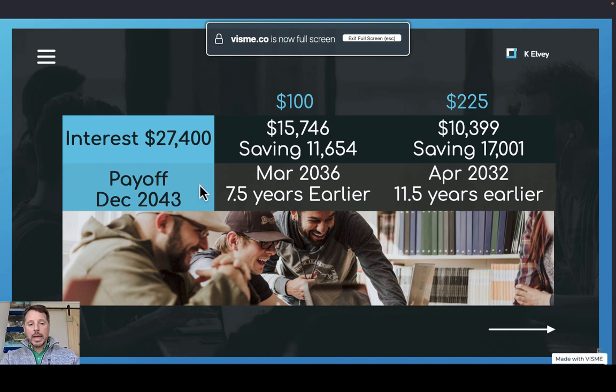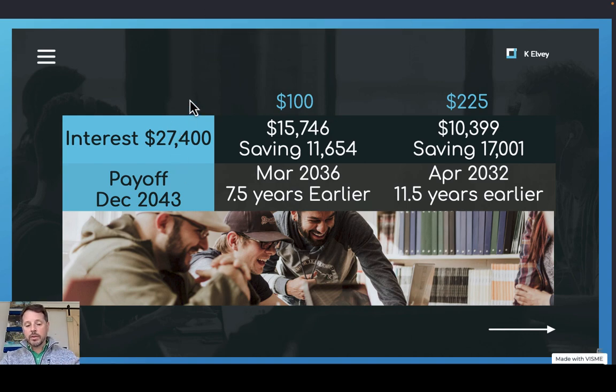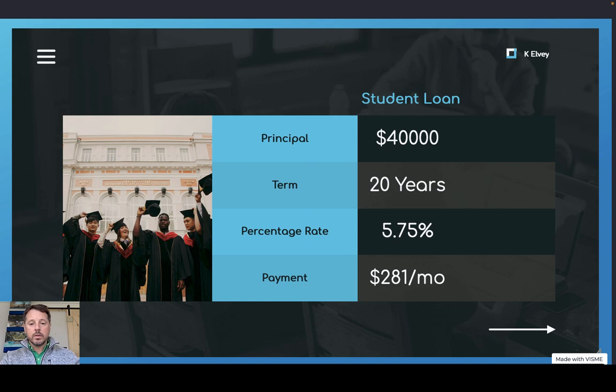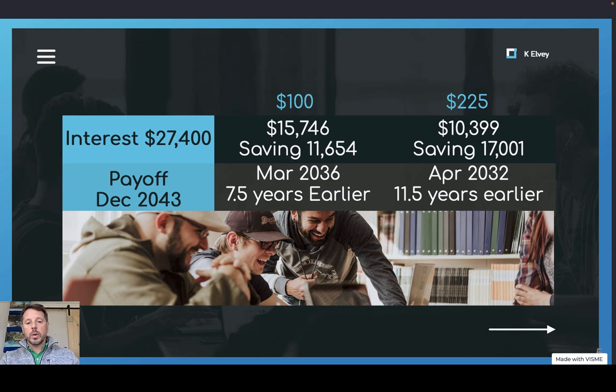I'm all in for suggestions. So recap, we got a loan. That loan was a $40,000 loan. Here, we'll go back here. 20 years, 5.75%. This was our loan. With that loan, we worked into paying down an extra $100. And putting in the extra $100, we saved $11,654 in interest, and we paid it off 7.5 years earlier.